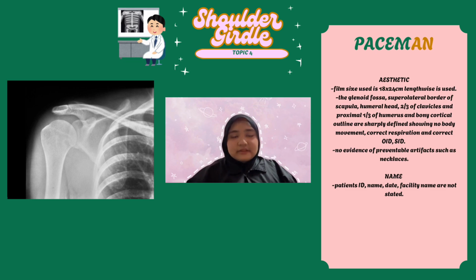Next, we have esthetic. The film size used is 18 × 24 cm, lengthwise. The glenoid fossa, superolateral border of the scapula, humeral head, 2/3 of the clavicle, proximal 1/3 of the humerus, and bony cortical outline are sharply defined, showing no body movement, correct respiration, and correct OID and SID. No evidence of preventable artifact is shown, such as a necklace.